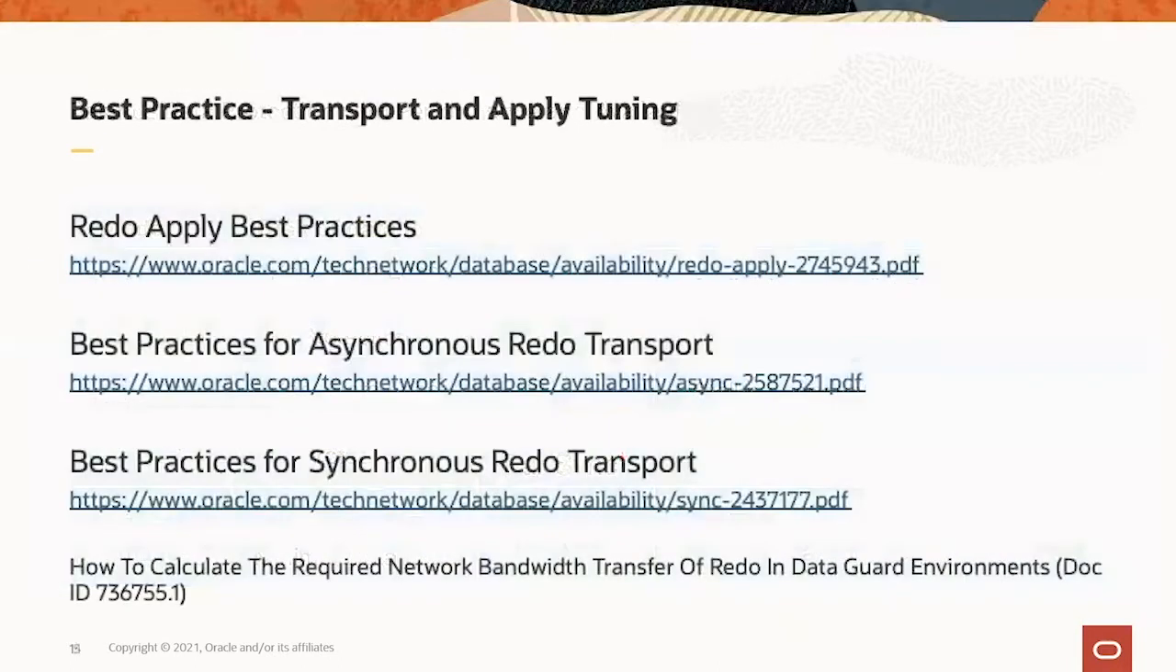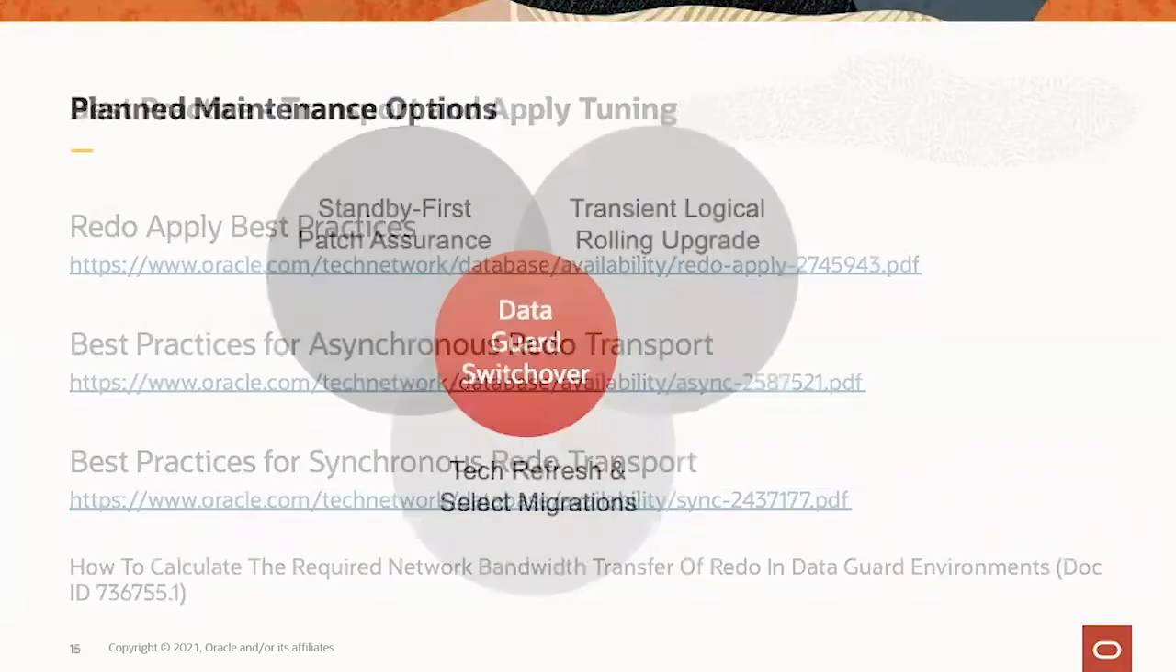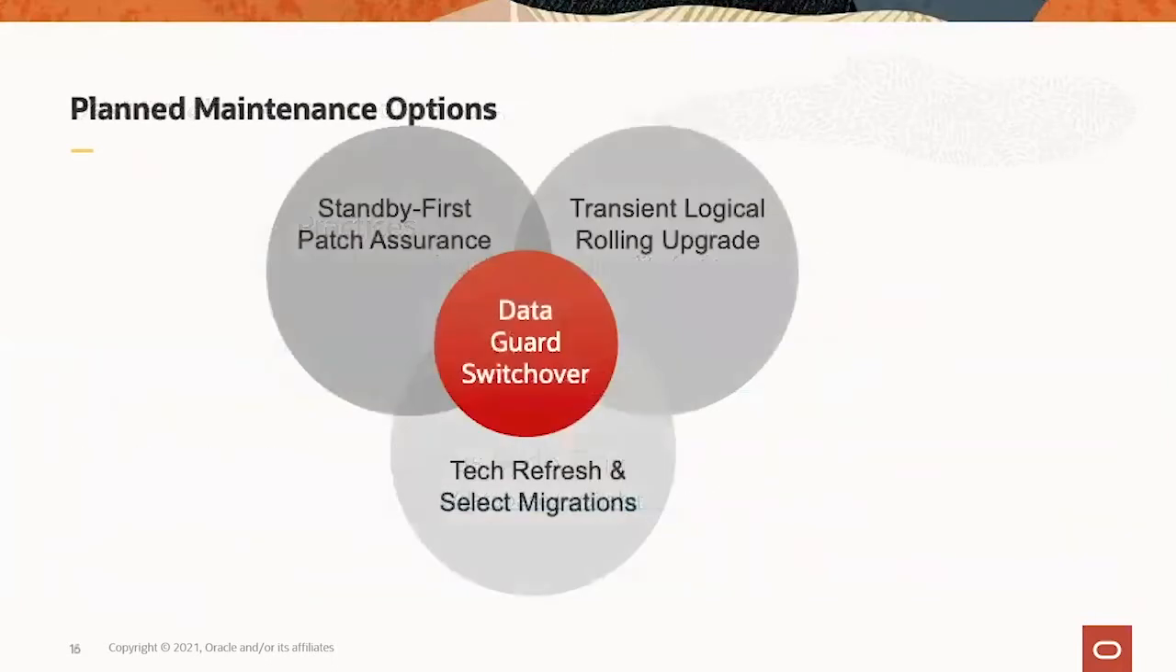In order to read more about this, because this is a very big topic, we have some good links about redo apply best practices for synchronous and asynchronous redo transport. But what I would like to highlight here is that we also have a MOS note at the bottom with a TCP test tool that shows how you can calculate the network bandwidth for transfer of redo in Data Guard environments. Another thing which Data Guard is used a lot for is planned maintenance operations.